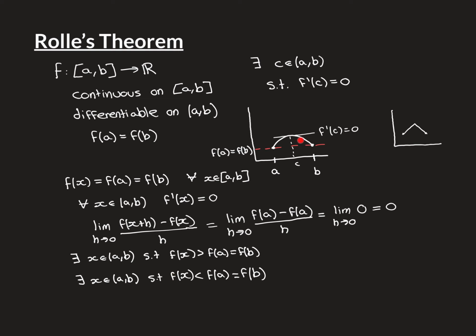This function that we've drawn here will only be in this category, because there are no points in the domain that are being mapped onto a value lower than f of a and f of b. So if we prove that Rolle's theorem holds true for functions in these two categories, we will then have proven it for all functions that satisfy these criteria.